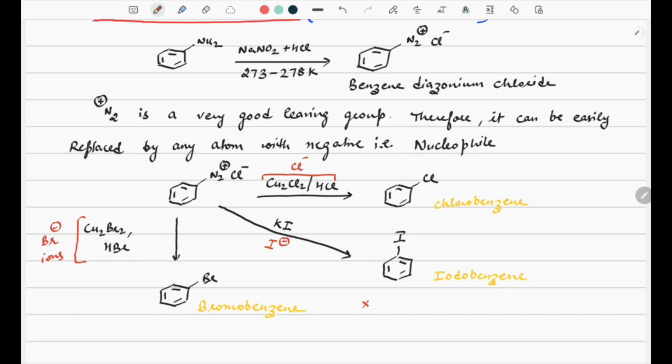So, it is the best reaction to replace or to add halogen to an aromatic ring.